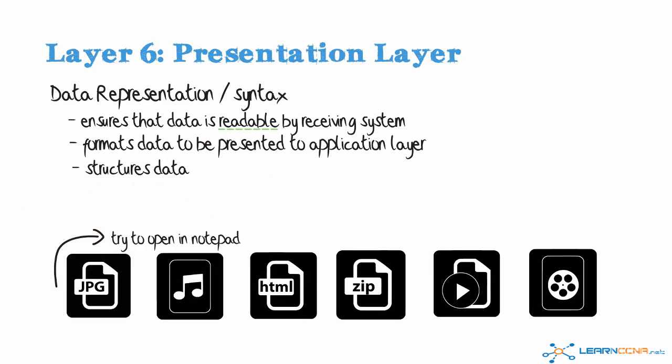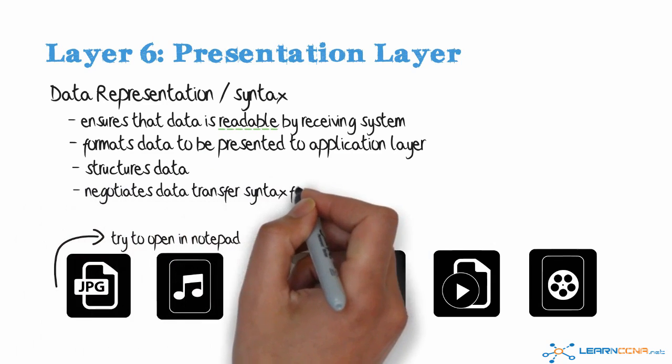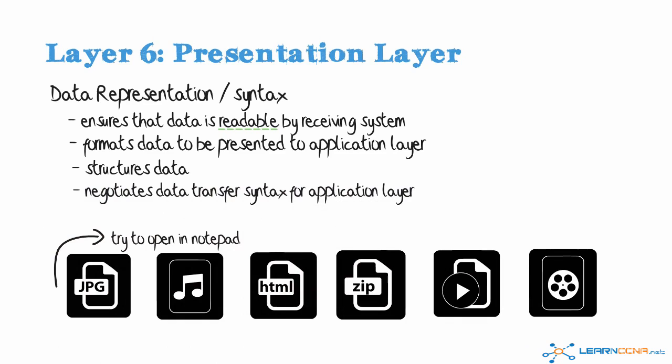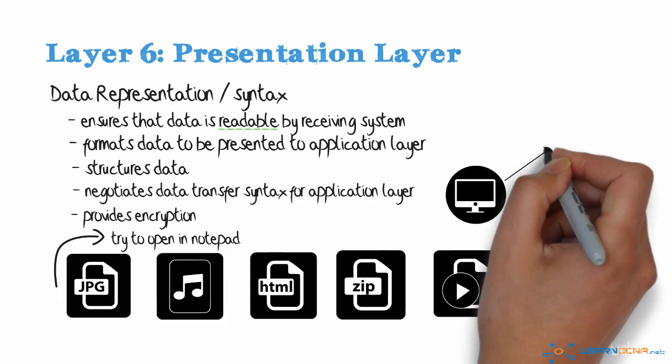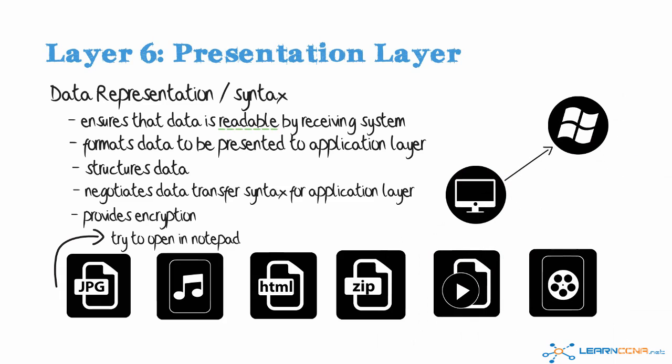It structures the data, it negotiates data transfer syntax, for example, using ASCII or Unicode for the transmission of data between two systems. It can also provide encryption. So when you're sending, for example, a music file from a Linux machine to a Windows machine, this layer ensures that the data is transmitted in the format that both sides understand.